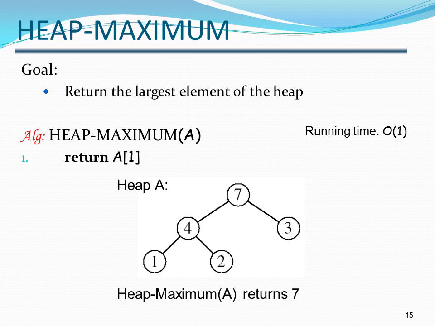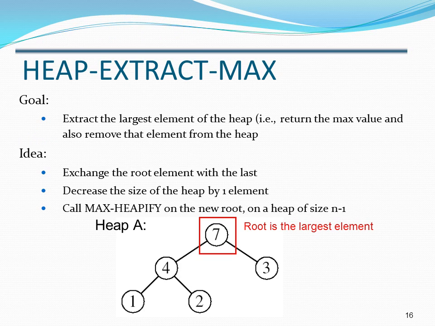Heap maximum returns A[1]. Always the root contains the maximum element in the max heap, so returning A[1] returns the maximum of the array. Heap extract is used to extract the maximum value. The root is the largest element. After extracting, decrease the heap size by 1 and call heapify.